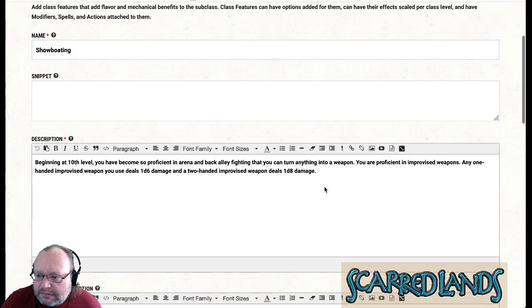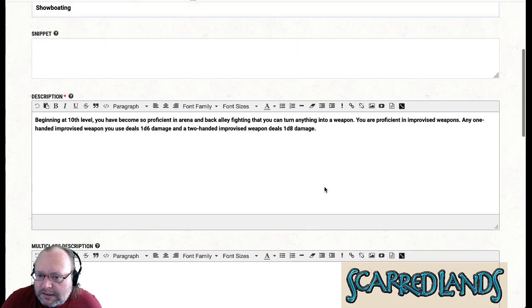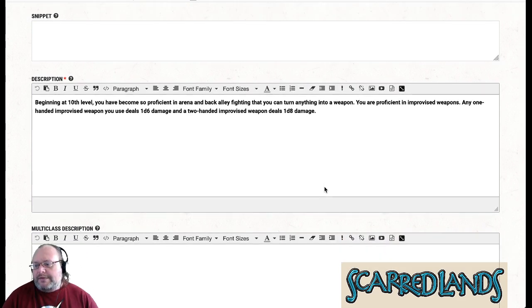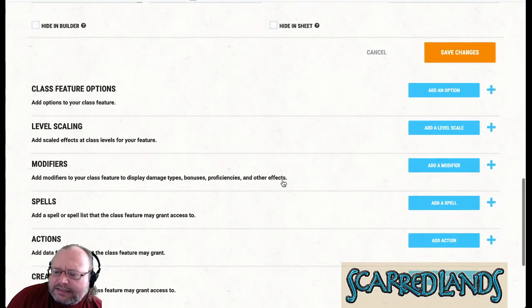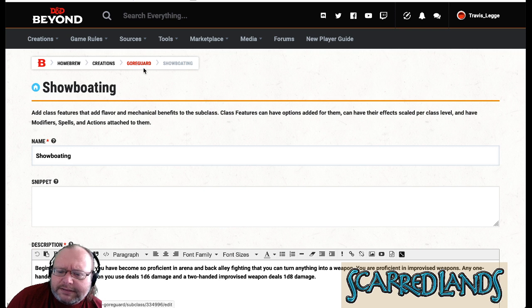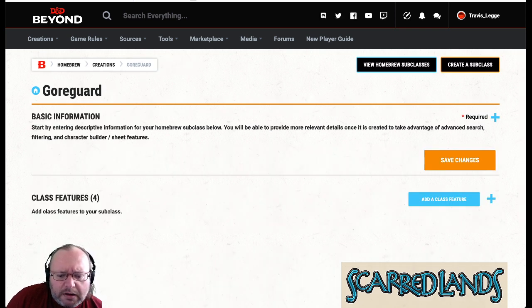Maybe even an expertise situation with improvised weapons. You get to add double your proficiency bonus or something like that. Something to give you a reason to pick up an improvised weapon, right? Because why would you? Even the damages aren't that great. And why would you make the damage better on a beer stein than on a short sword? Lots of intersections to think about there. I'll come back to showboating. It needs help.